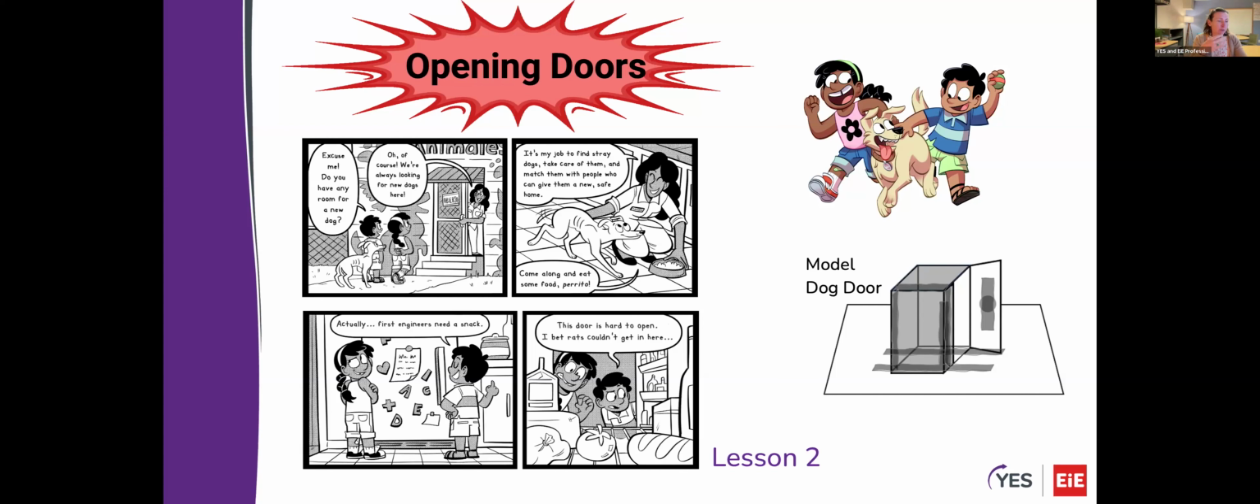So Mara and Ricardo think about the doors that they have and experience in their lives, like the refrigerator door. How do they stay closed? How do they open? So how can we help our community by designing a dog door? So that's kind of the introduction to the context.